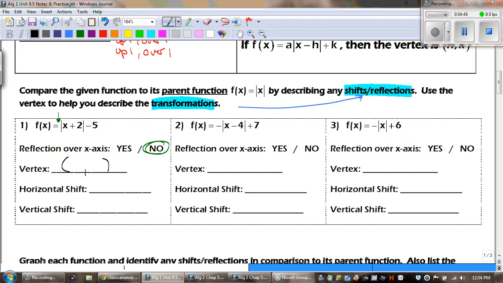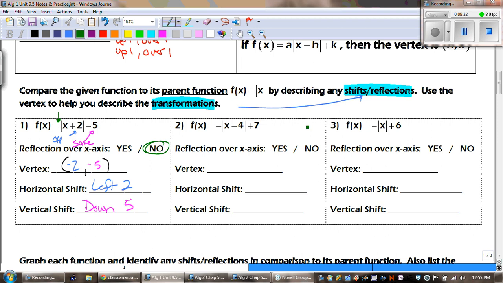All right, what's our vertex? Just like before, we're going to take the opposite, and the other number stays the same. So the opposite of +2 is -2, and then that -5 stays the same. My horizontal shift is related to the x point in the vertex, so that tells me to go left 2, and the y tells us to go up or down, and since it's negative, it says to go down 5. Let's do one more together.